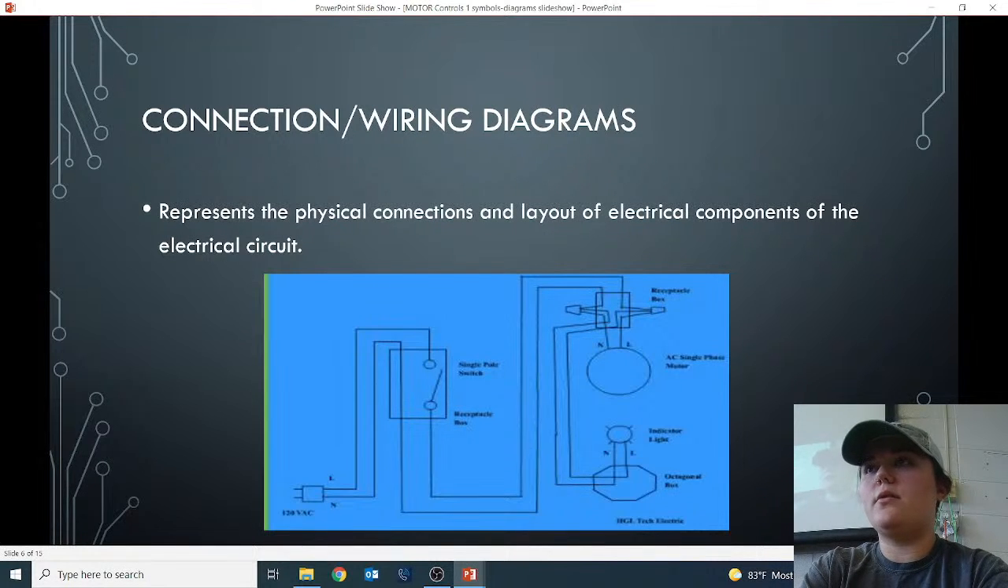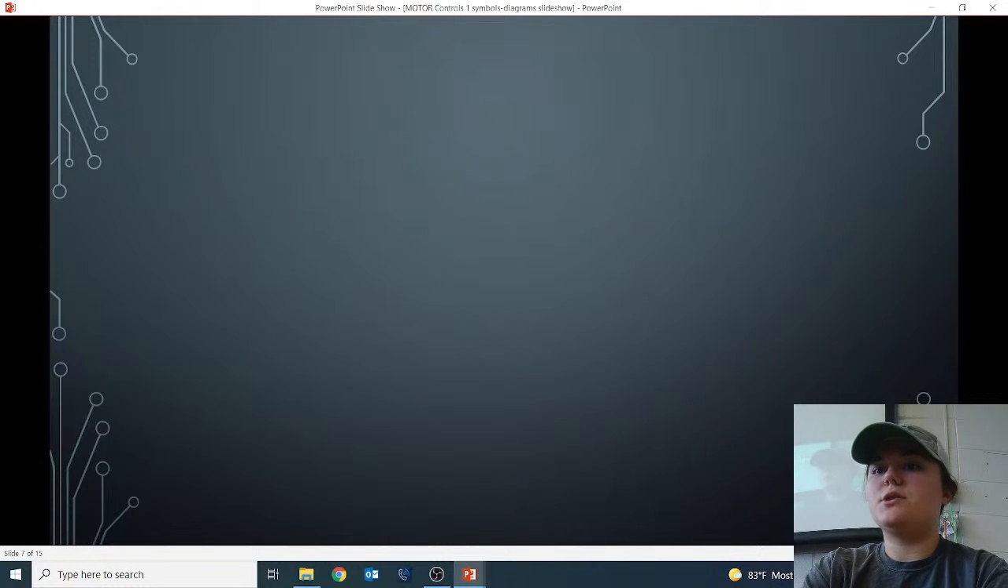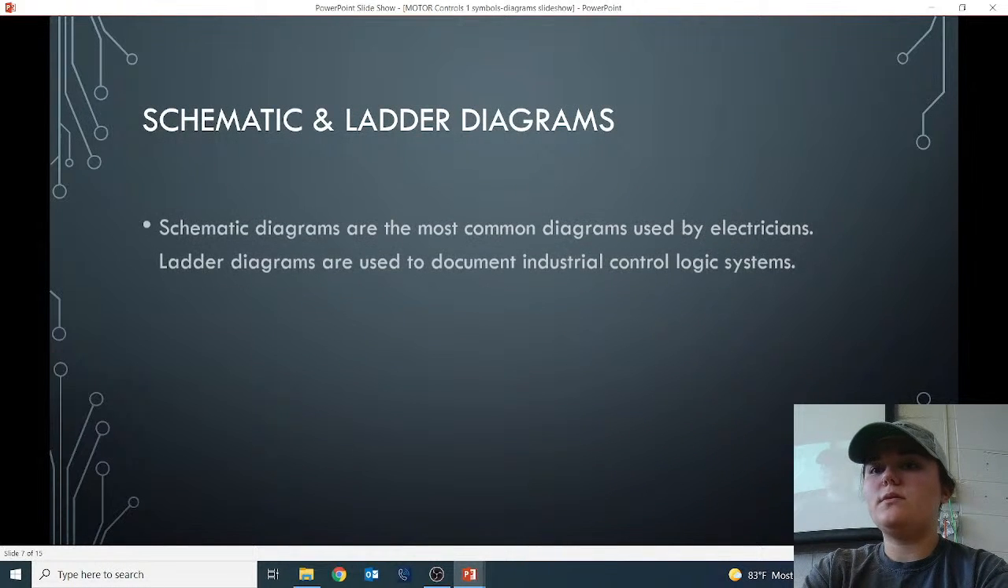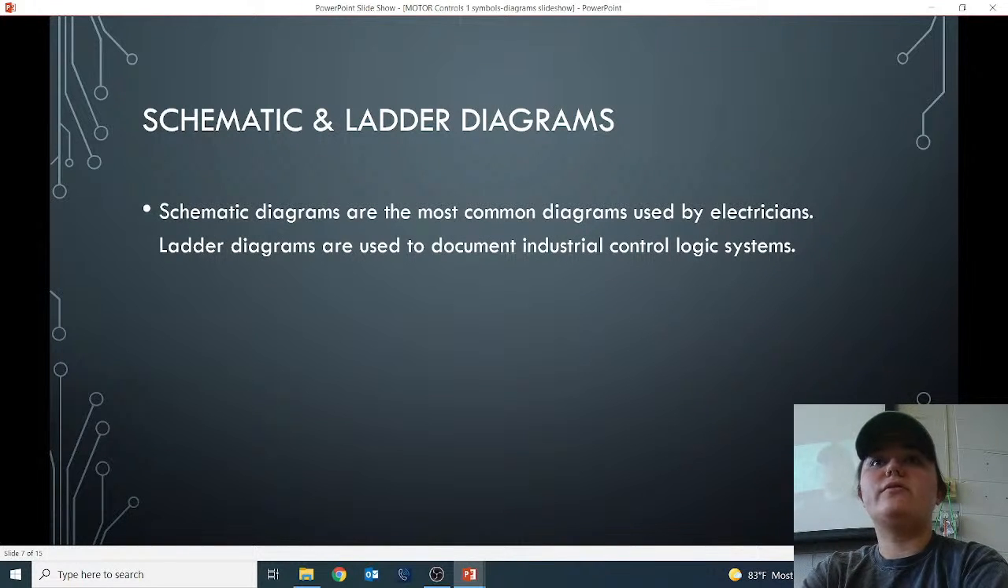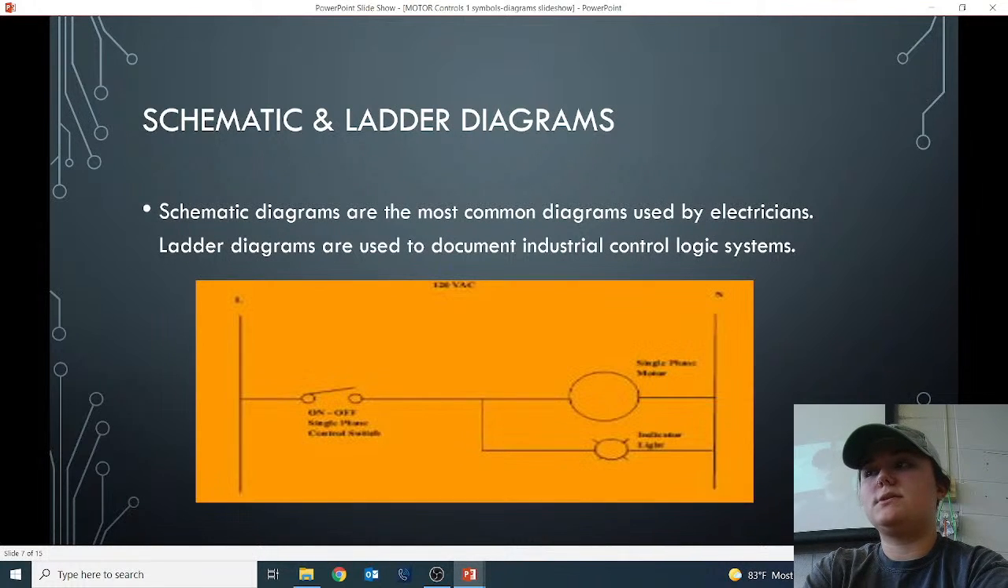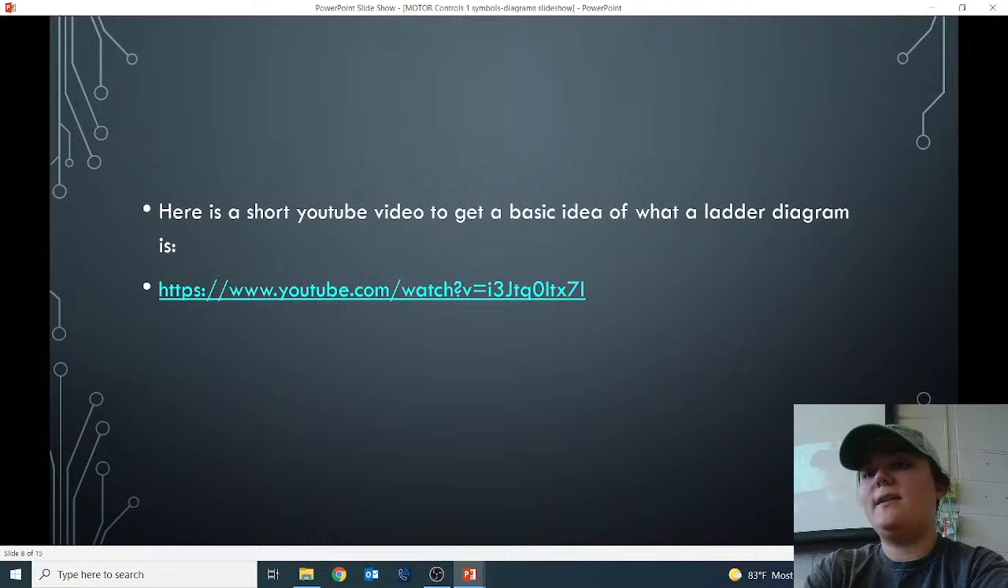So Caden, you know how to read these connection and wiring diagrams, so you know what this is. I know this is kind of blurry, but I'm about to show you some more examples. So schematic diagrams are the most common, used by electricians. Samuel, you said you might want to get out and do some residential wiring, then that's probably what you would be looking at the most. Ladder diagrams are used to document industrial control logic systems. I don't know why these are so blurry. I guess because I got them off the internet.